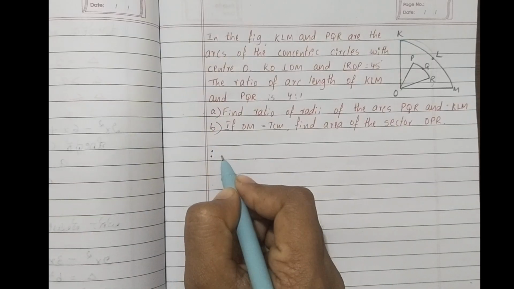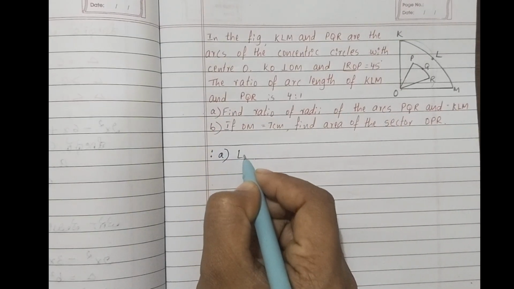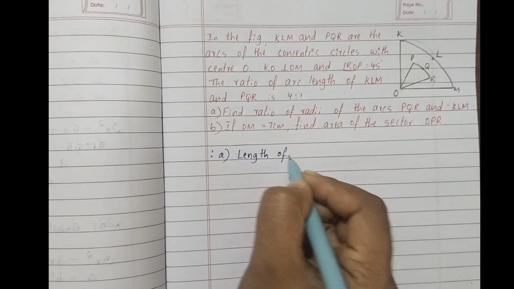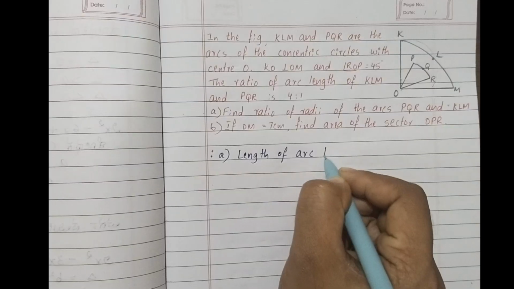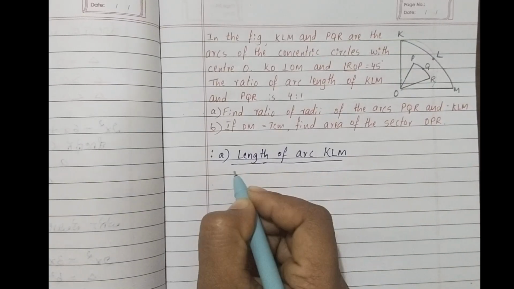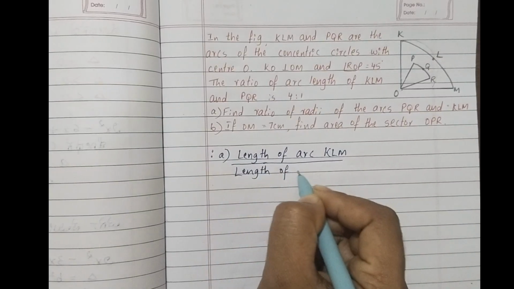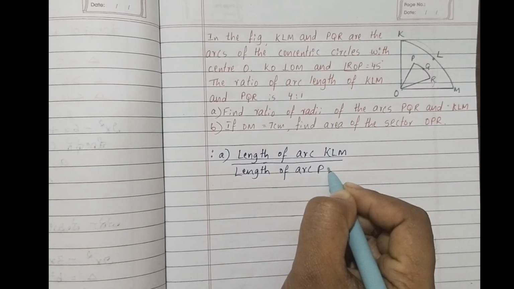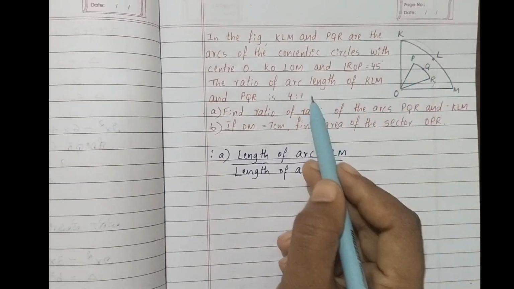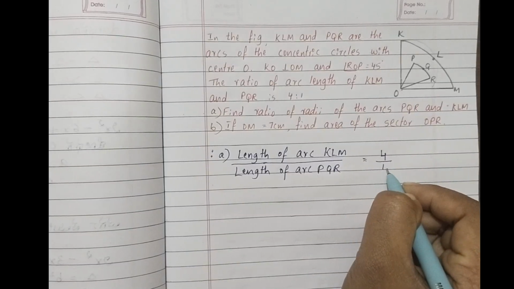First we have to write the ratio of the length of the arcs. For the first circle, the big circle's arc, we write length of the arc KLM divided by length of the arc PQR, which is equal to the ratio given in the question, 4:1, that is 4 divided by 1.